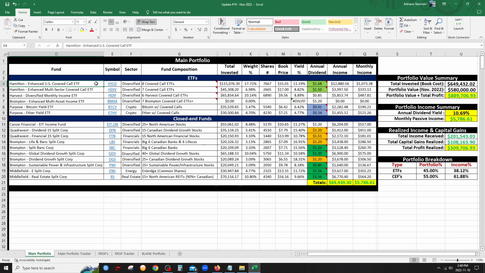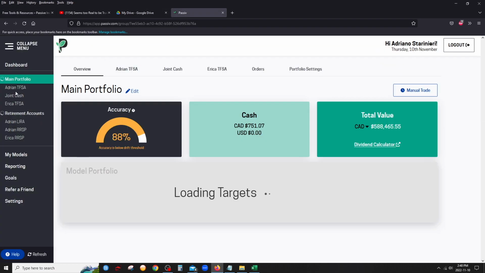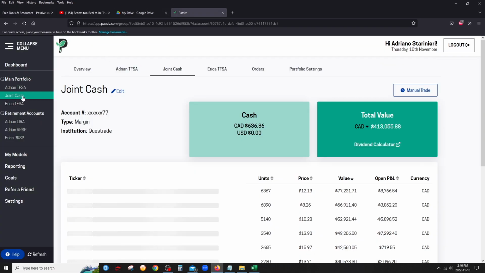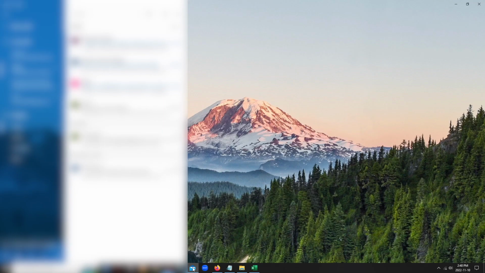There's no 25% withholding tax on it, but there is going to be, as far as I've understood and read, any income generated from the cash account, from the joint cash account, which is this account here. There's going to be a 25% withholding tax, universal withholding tax.